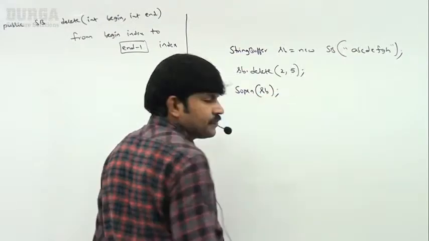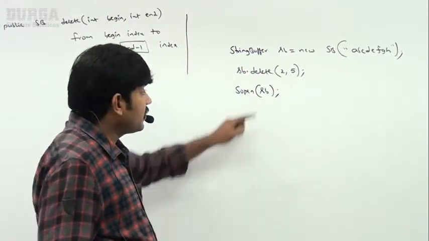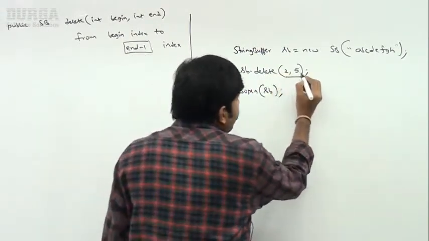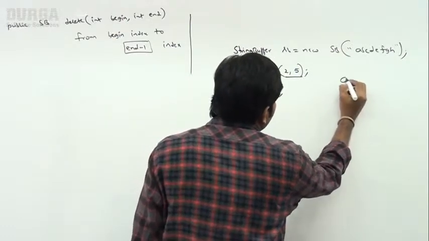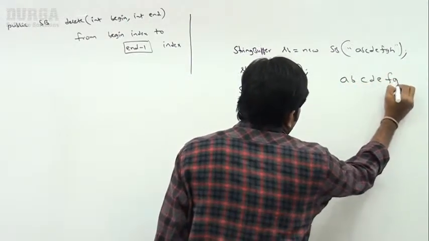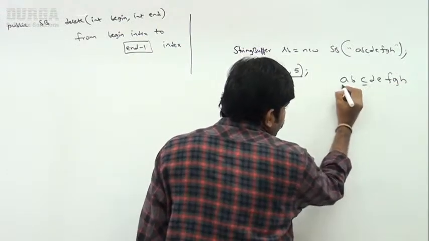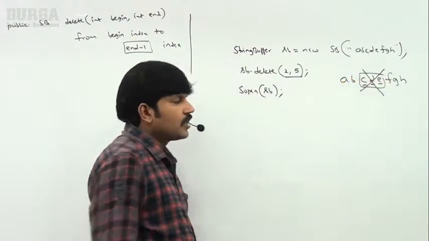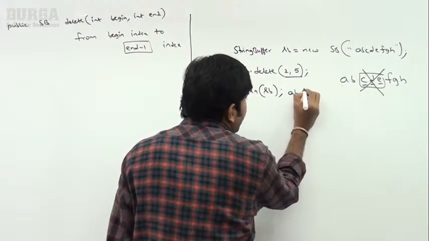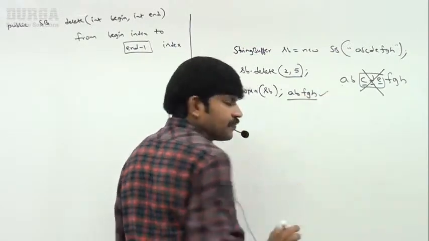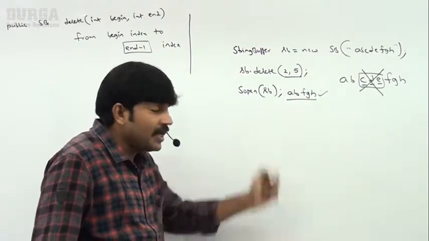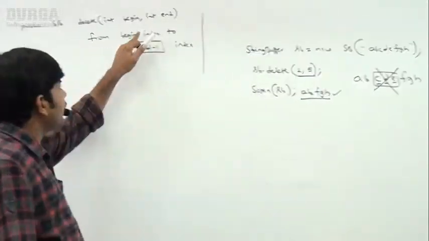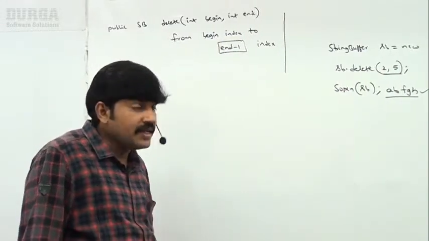System.out.println(sb). What is the answer? 2 to 5 means 2 to 4, begin to n-1. Can you please observe the indexes 0, 1, 2, 3, 4? This part will be gone by default. Now what is the answer we are going to get? A, B, F, G, H. So the delete method deletes the characters from the begin index to end index minus 1.